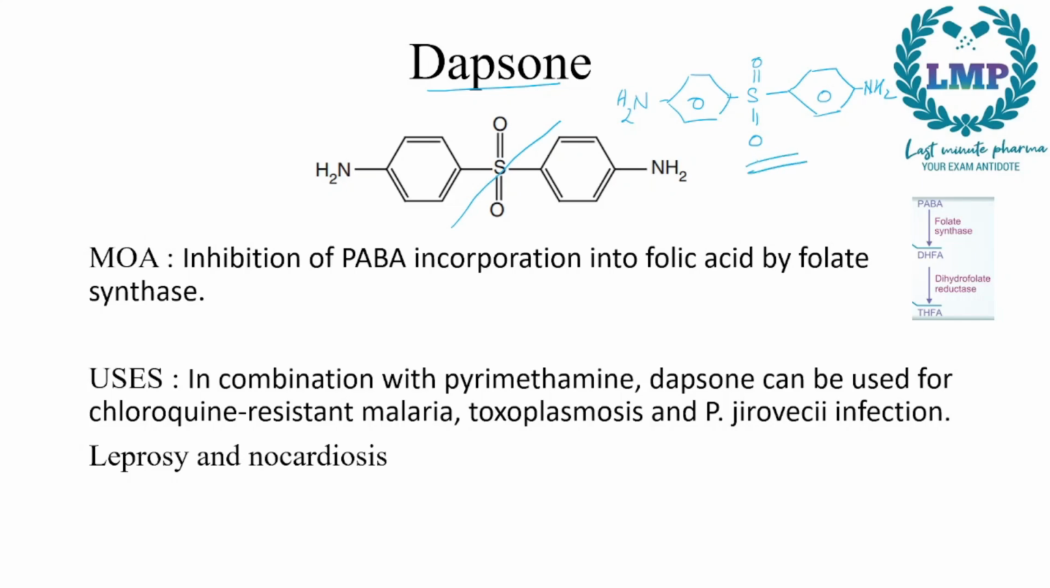Now what is the MOA of dapsone? It will inhibit the incorporation of PABA into folic acid by inhibition of folate synthesis. First, dapsone won't allow PABA to be incorporated into DHFA, that is dihydrofolic acid, through folate synthesis. So there would be inhibition of this step right here.